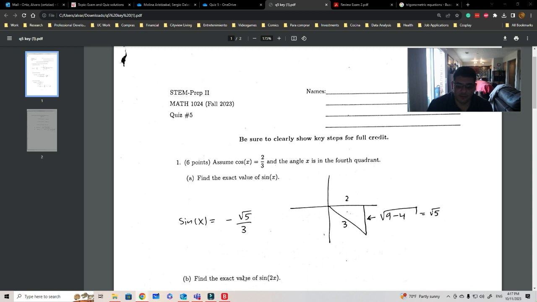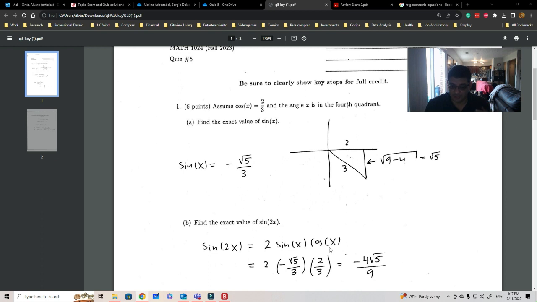The next question says, well, what is the sine of 2x? The first thing is that we need to say, okay, so the sine of 2x is 2 sine of x cosine of x. And once we have that, then we can use the values that we already have. Notice that we don't have to plug anything in. We just replace the values that we have. So we have the sine is minus the square root of 5 over 3, and the cosine is 2 over 3. So from that, we just replace in the formula what each of these pieces is. And we're going to obtain minus 4 square root of 5 over 9.